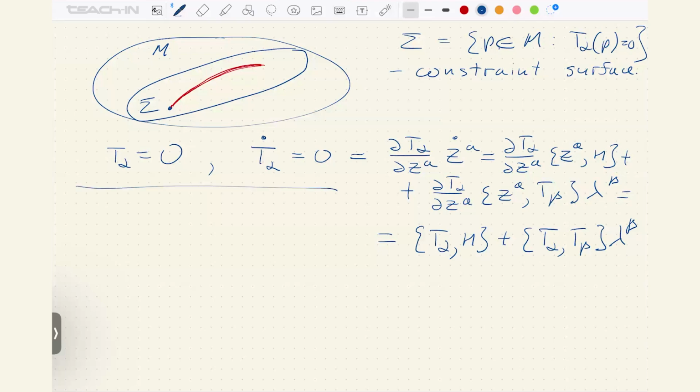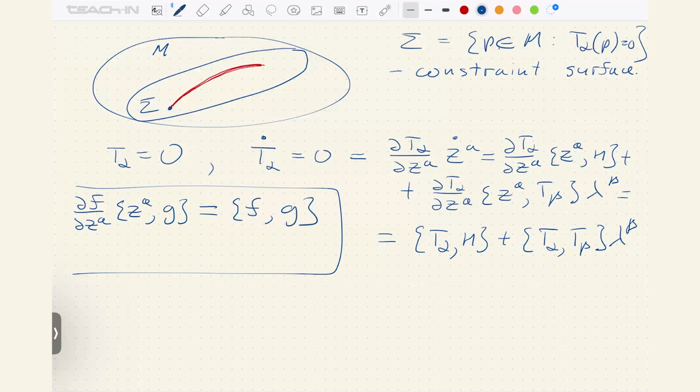So what I use here is the following fact, that for any function f, {z^a, f} equals to the derivative of f, right? You just need to substitute the definition of Poisson bracket, and you will see that it precisely gives this. So that's what I used here, right?